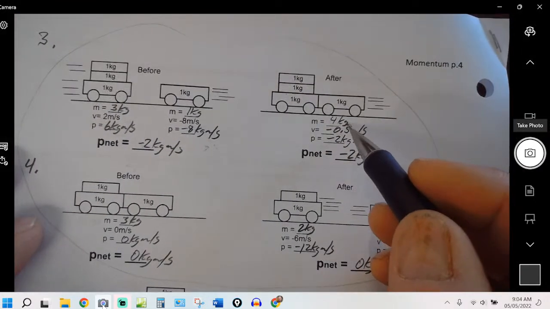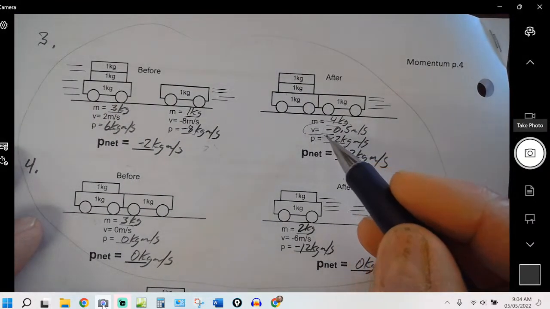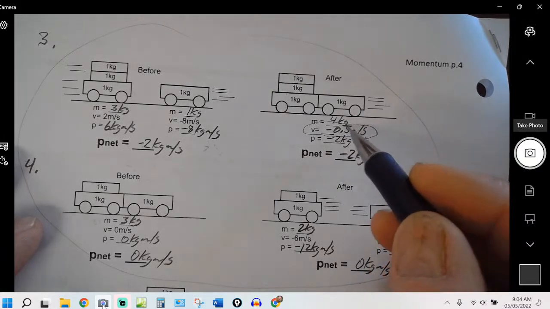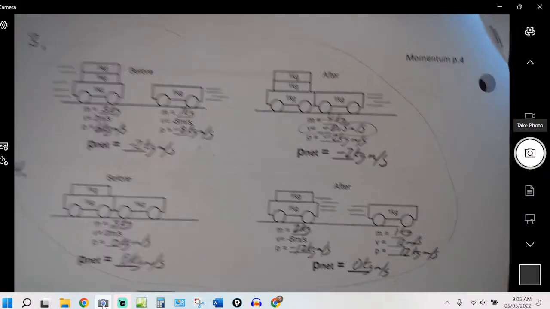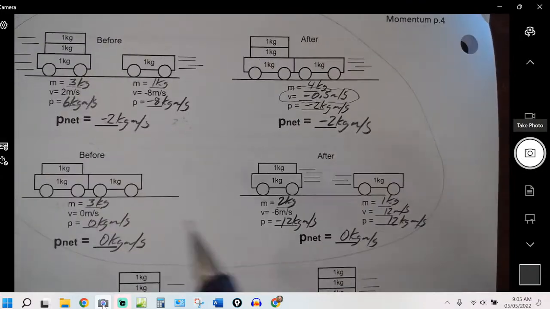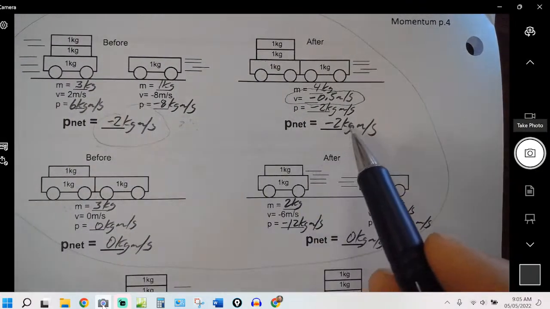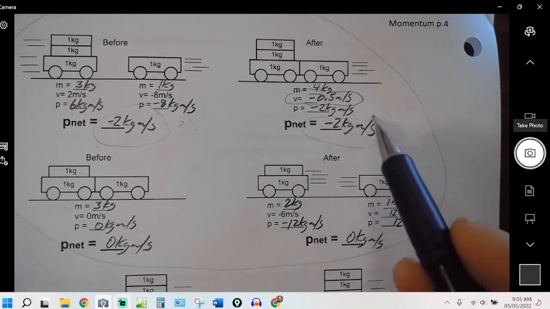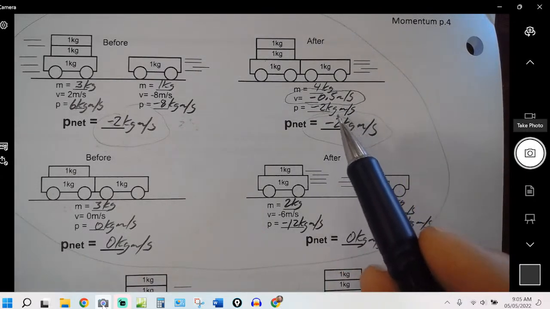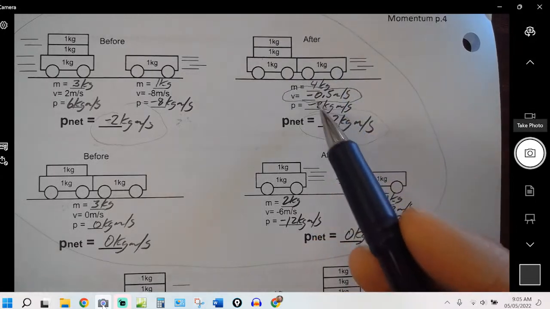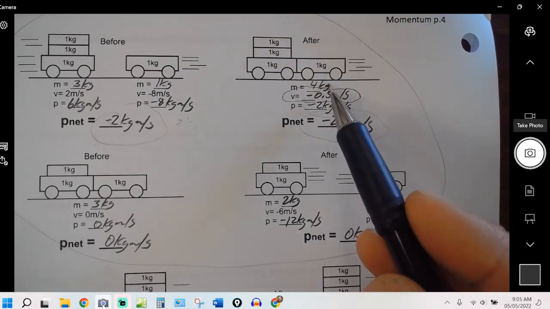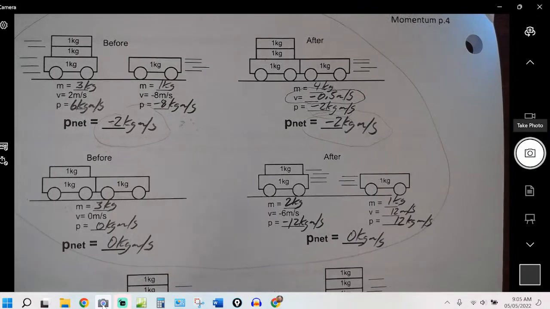The final answer is this. This velocity is negative 1/2. And it has to be because the total momentum here is negative 2. And the total momentum of here has to be negative 2. And that means the total momentum of this thing is negative 2. And its mass is 4, so its velocity's got to be 0.5.